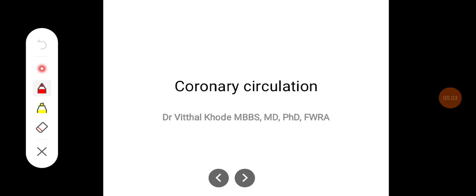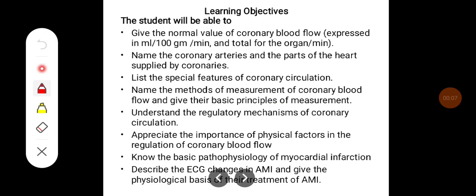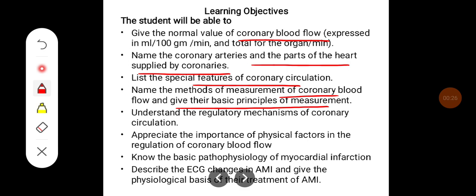Hello everyone. In this class, we'll try to learn about coronary circulation. The learning objectives are to give the normal values of coronary blood flow, name the coronary arteries and the parts of heart supplied by the coronaries, list the special features of coronary circulation, name the methods of measurement of coronary blood flow and give their basic principles of measurement.